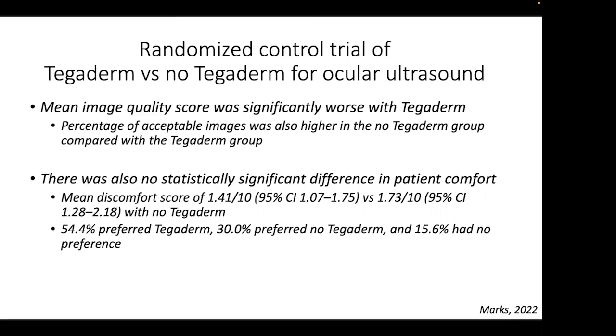And then they asked patients to rate their comfort level or discomfort level on a scale from 1 to 10. And the mean discomfort score was 1.4 with Tegaderm compared to a score of 1.73 with no Tegaderm. And so there was no difference in patient comfort between Tegaderm and no Tegaderm, and slightly improved image quality with no Tegaderm use.